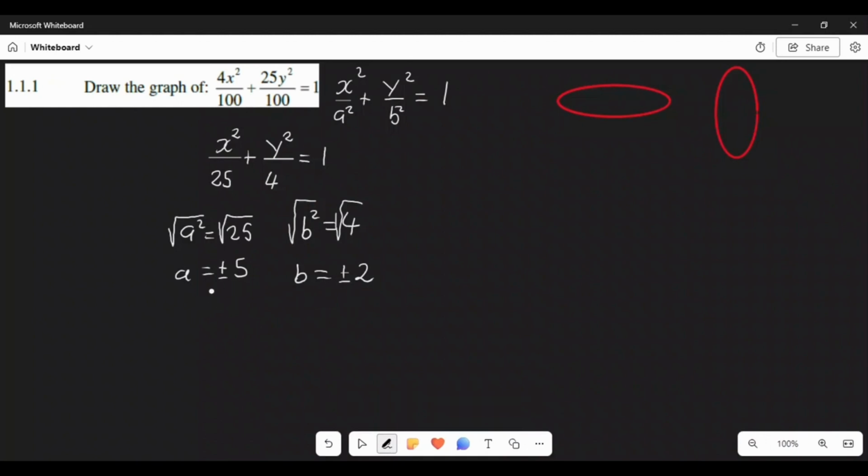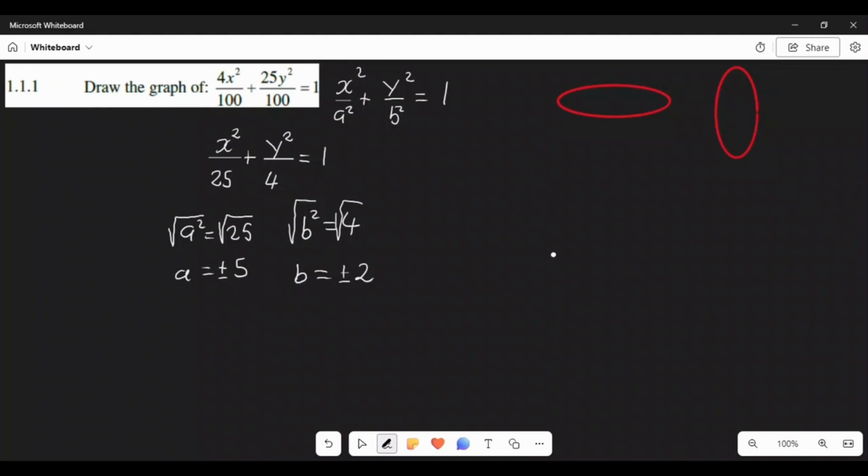So we know that a is an intercept of x and b is an intercept of y. Just in case you don't know or you can't remember this, it's very simple. Once you know the general formula, just know that a is dividing x, so it's going to be the intercept of x. b, which is dividing y, is going to be the intercept of y. So now we know that at x we're going to intercept at plus or minus 5, and at y we're going to intercept at plus or minus 2.